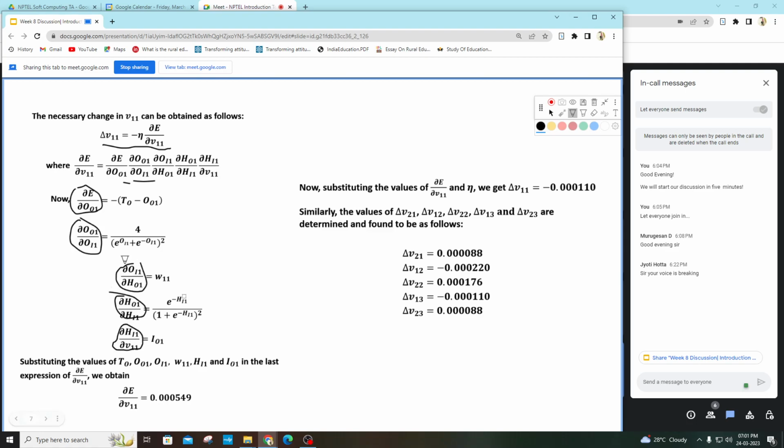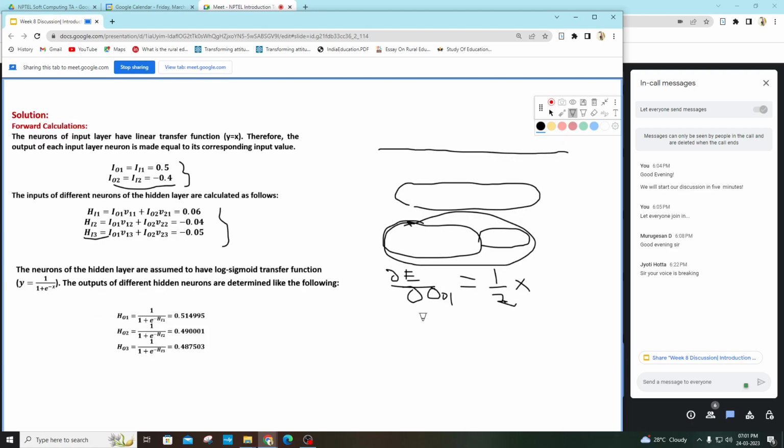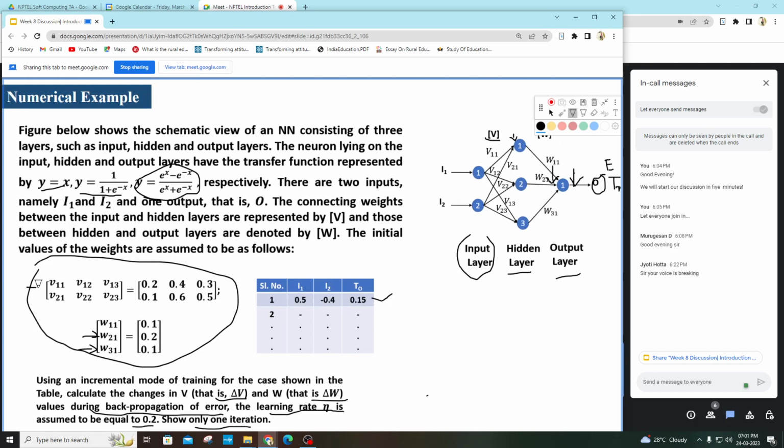When you put all the values, TO, OO, W11, you will be getting this answer. Del V11 will be minus 0.00010. Similarly, you can calculate for del V21, del V12, del V22, del V13 and del V23. So we have got all this del V for V weights also. First we calculated del W for W weights, then we calculated del V for V weights.